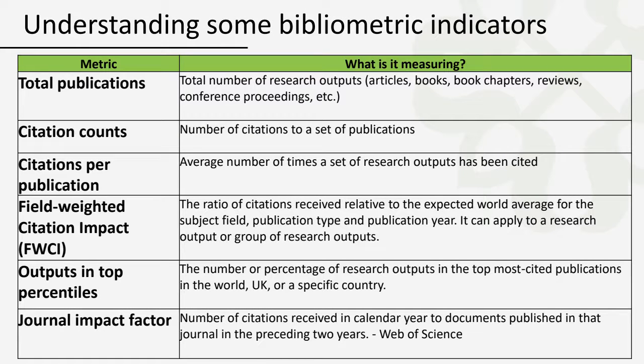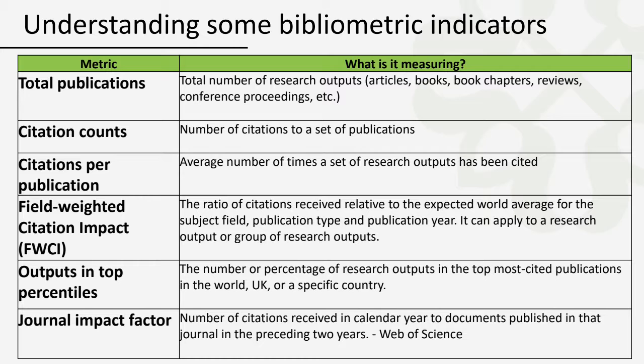So let's get started. I just wanted to introduce you to a few of the bibliometric indicators that are out there, and there are very many, relating to journal titles or sources as the focus. But I'll just mention a few important ones here. So we have total publications. That would be the total number of research outputs.